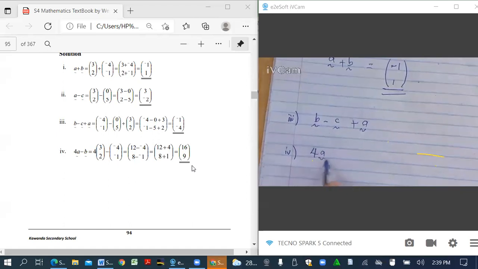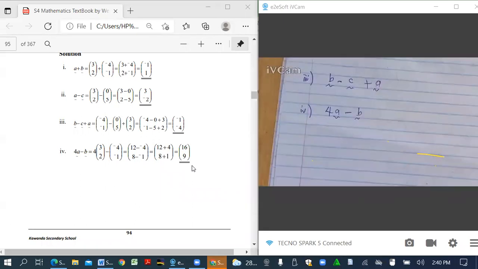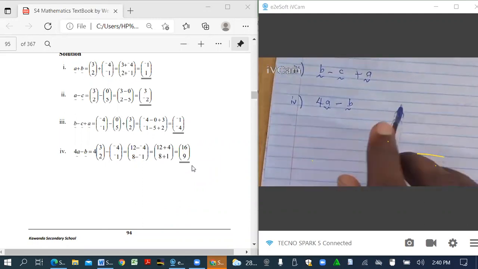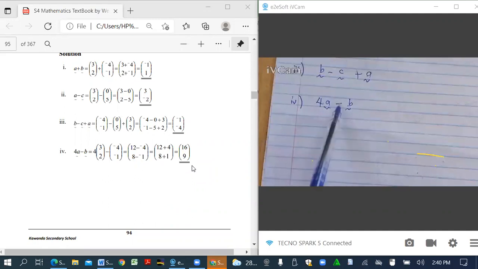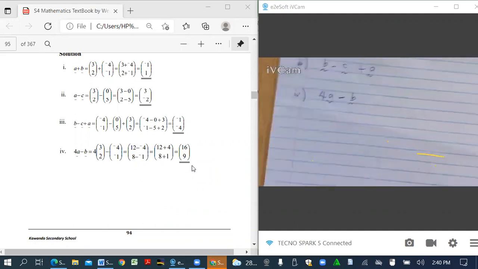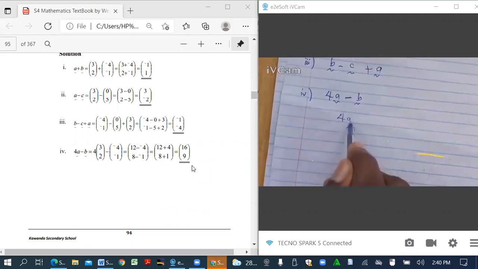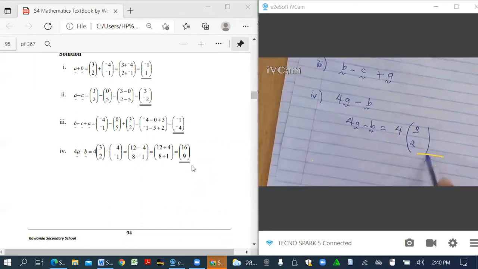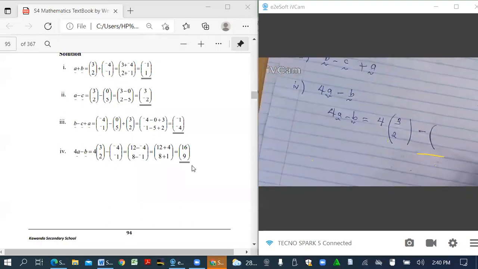Roman 4, we have 4 vector A minus B. When you look at Roman 4, how many operations are there? 2. Which one and which one? Multiplication by a scalar and then subtraction. So 4A minus B will give us 4 into vector A, which is 3 and 2, minus B. What is our B? B is negative 4, negative 1, right?